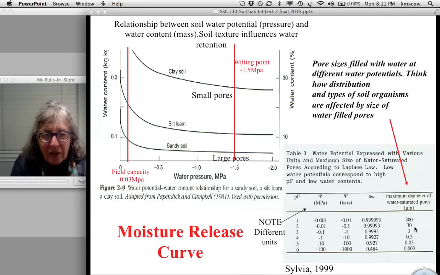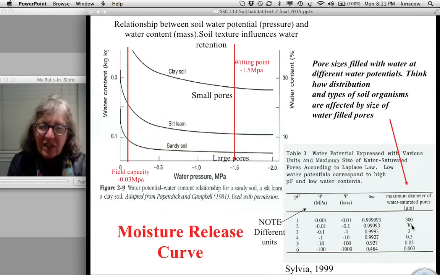This column over here on the right-hand side shows you these different water potentials. Remember, bars, here's minus 0.1, and then wilting point's going to be around minus 15 bars. Look at this last column. It shows you the maximum diameter. That means the biggest pore that will still be filled with water. The biggest pore size that will still have water. So at field capacity, the biggest pore size that will still hold water is going to be on the order of 30 microns. This is just an estimate.